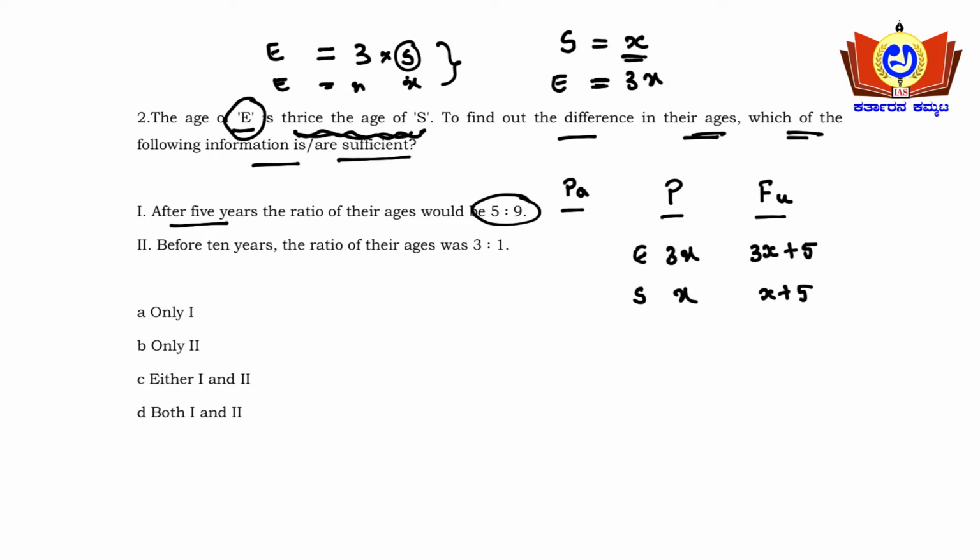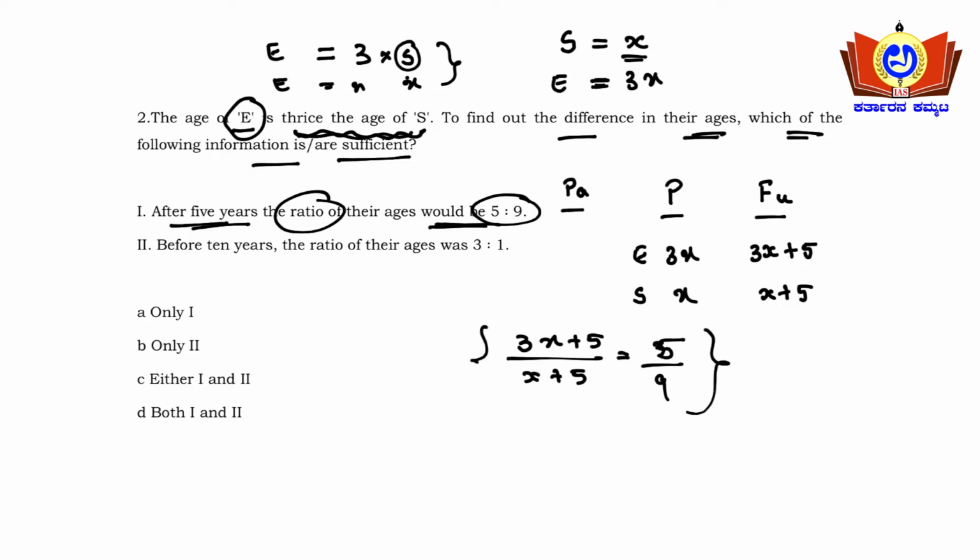After 5 years the ratio of their ages would be 5:9. That is (3x + 5)/(x + 5) = 5/9. Simple, right? When you get this equation, it is obvious that you can solve it for x. You need not find the value of x, you need not go and solve the question here.